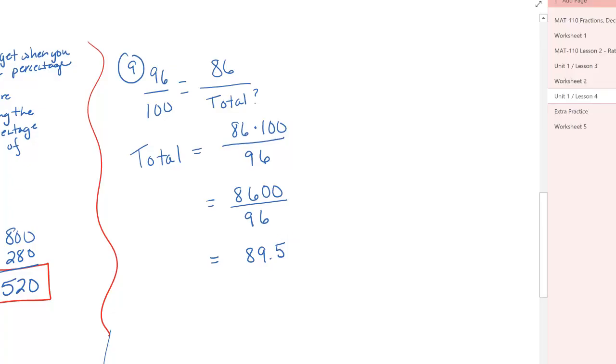86 times 100 is 8600. If I divide that by 96, I get 89.5. And then if I round that to the nearest whole number, well, 9 is the number I'm trying to decide whether to leave it a 9 or bump it up. And because that number to the right is 5 or bigger, I bump it up. So 89 becomes 90 total questions. Need to spell questions right there. And that's how you work 7, 8, and 9 using the percent proportion.